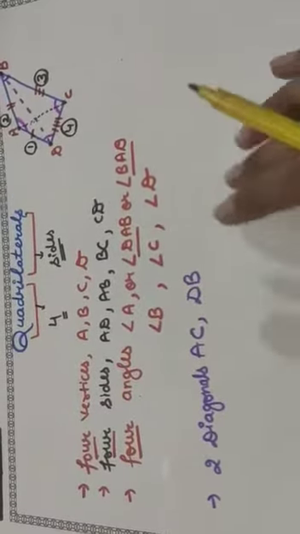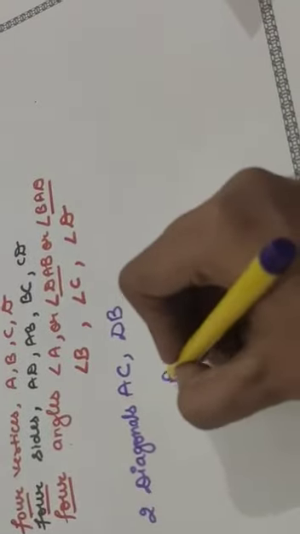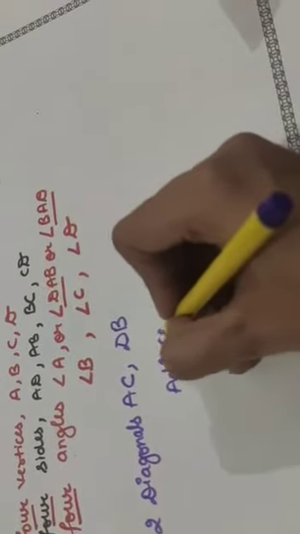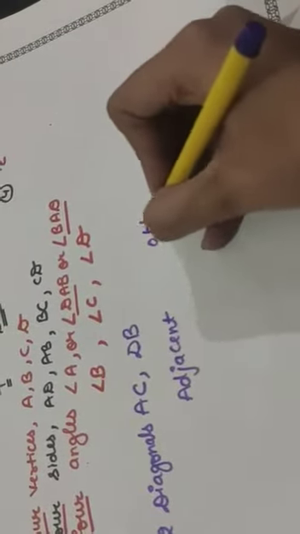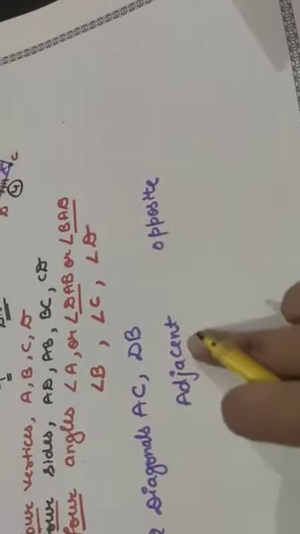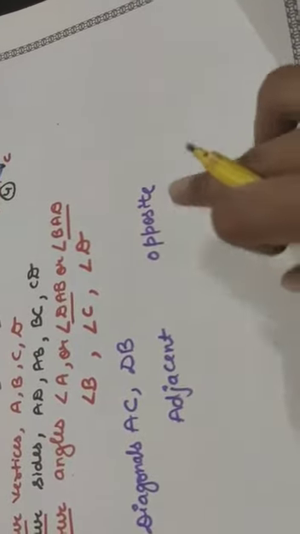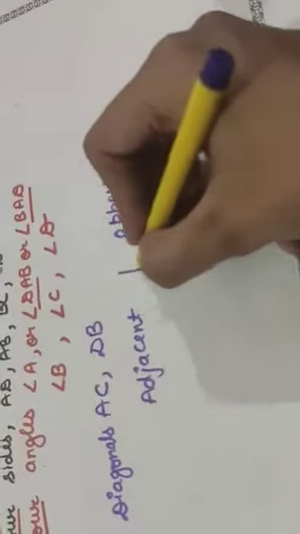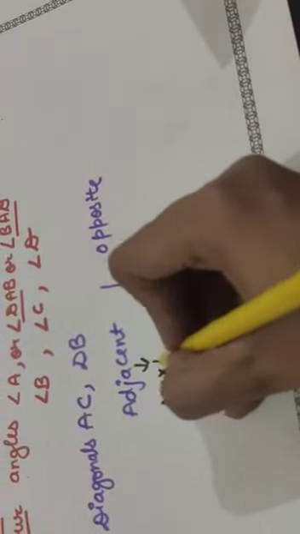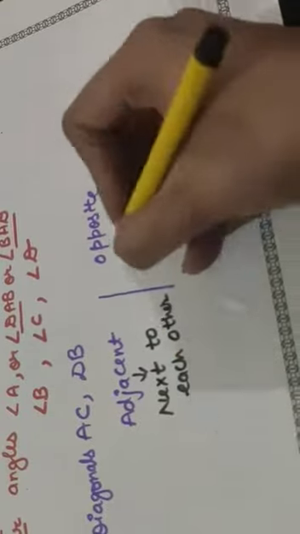Now there is one more thing, bacha. In the quadrilateral chapter you will see two words, adjacent and opposite. We are going to study adjacent sides and adjacent angles. Similarly, opposite sides and opposite angles. But first you have to understand the meaning of adjacent and opposite. So what is the meaning of adjacent, bacha? Adjacent means next to each other, and opposite is not next to each other.